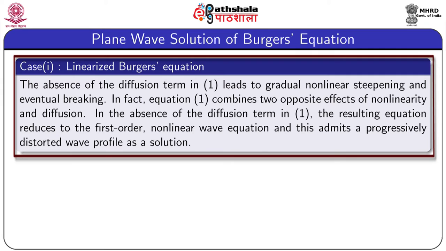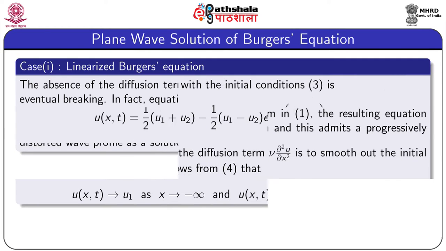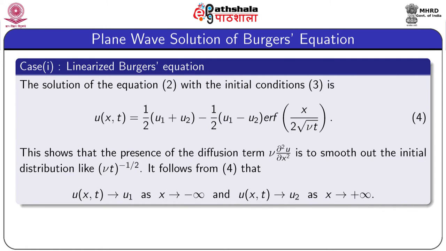breaking of the waves. In fact, equation 1 combines two opposite effects of nonlinearity and diffusion. In the absence of diffusion, the resulting equation is a first order equation, and it gives a shock wave solution. But due to the diffusion term, the shock wave solution does not exist, and the shock wave solution is smoothed out by the term nu del 2 u del x square.